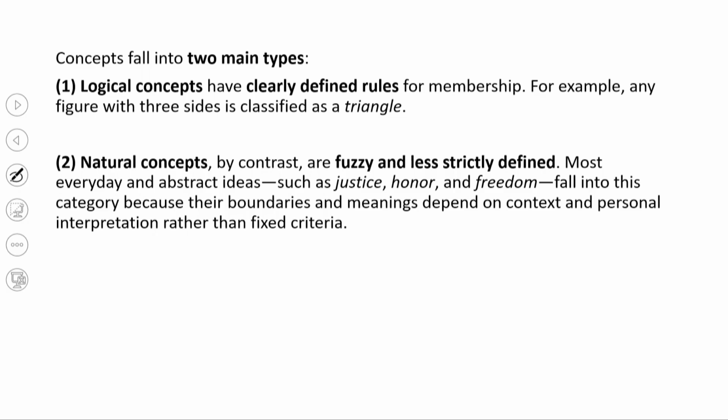When we talk about concepts, there are two main types of concepts we deal with. One is logical concepts. Logical concepts have very clearly defined rules for membership. For example, any figure with three sides is classified as a triangle. This is a very logical concept, with clearly defined rules. For example, the concept of a triangle, a square, a rectangle: very clearly defined rules are there for what is called a triangle and what is called a rectangle. There is no playing around with that. So, those are called logical concepts.